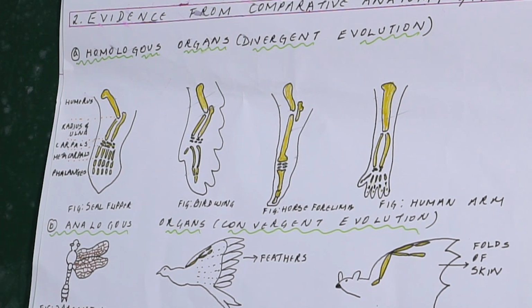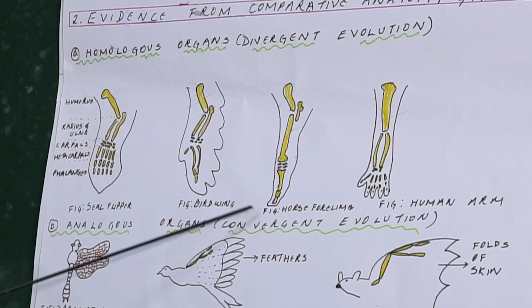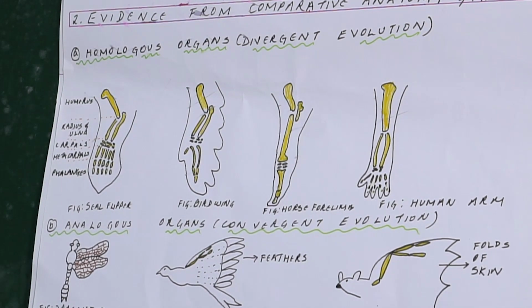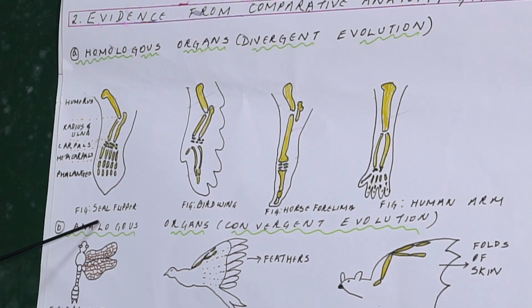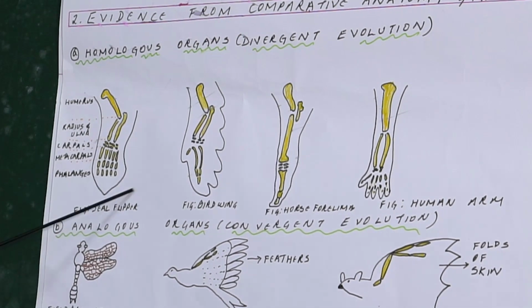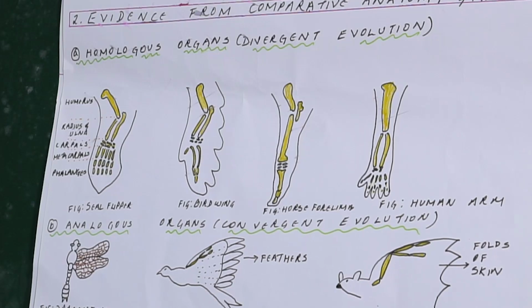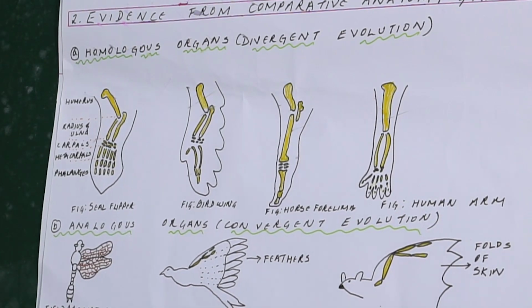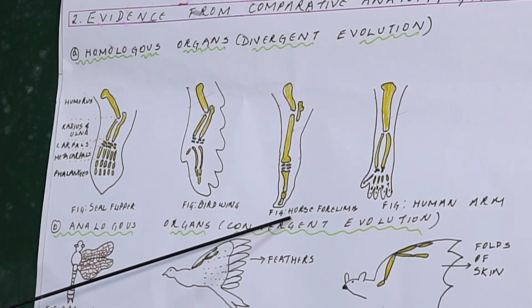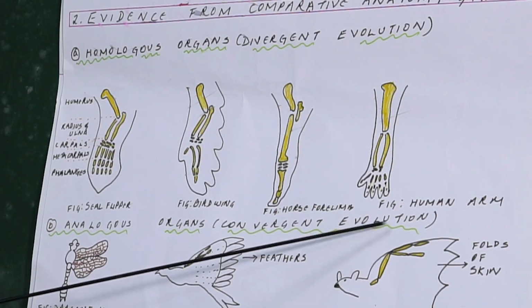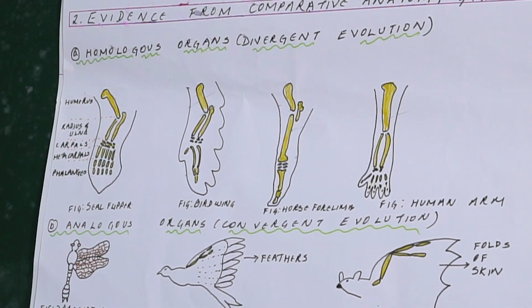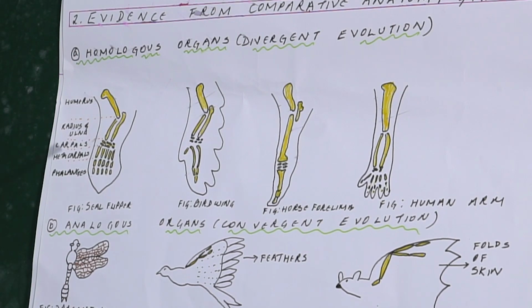But since all these organisms need to perform specific functions, in case of seals, they have the flippers which help in swimming. In case of birds, they have the wings which help in flying. In case of horses, they're used for running. And in case of the human arm, they are used for holding things, right? So the basic structure was the same, but in due course of evolution, the outer structure became different. Okay?